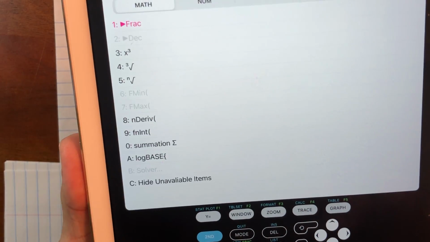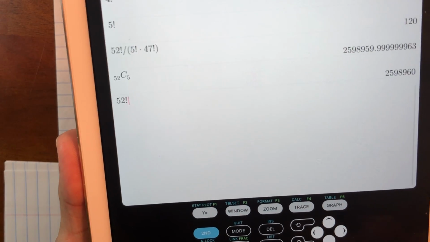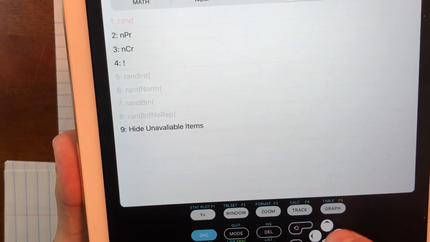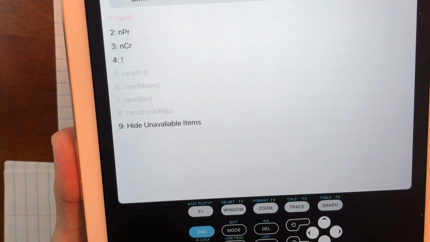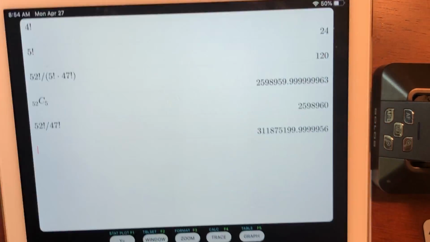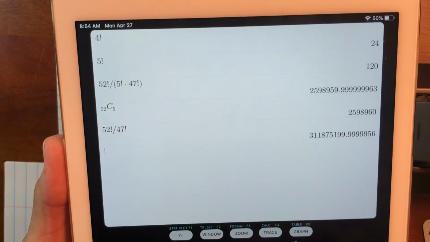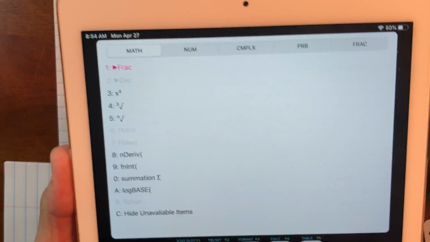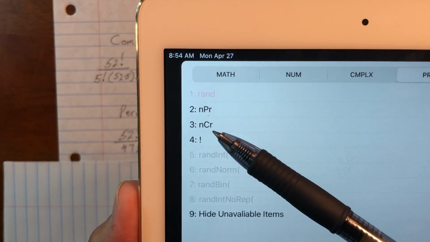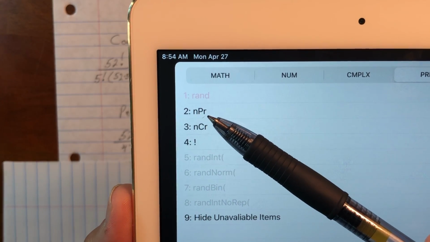52 factorial divided by 47 factorial, and we get, and again, it rounds it off really strangely, but see how we get the same number that we had before, 311 million and so on? Yes, and you're still yelling at the computer screen. Why is that? Because when I go to math and I go over to probability, not only can it do combinations, but it can do permutations also.